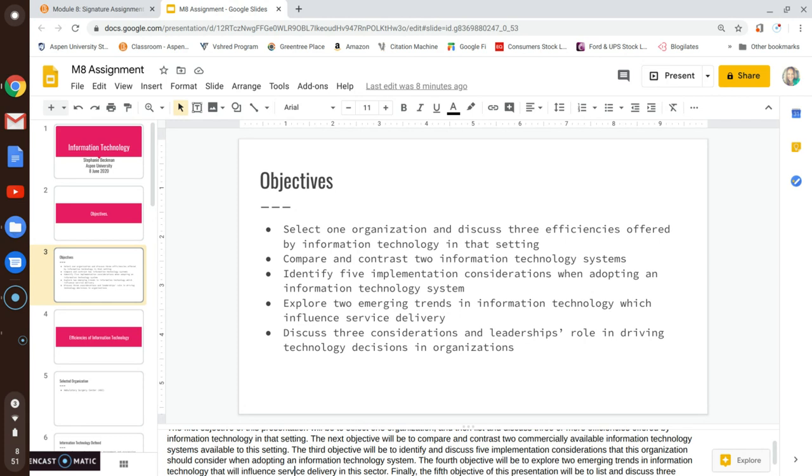information technology system. The fourth objective will be to explore 2 emerging trends in information technology that will influence service delivery in this sector. And finally, the fifth objective of this presentation will be to list and discuss 3 considerations and leadership's role in driving technology decisions in organizations.